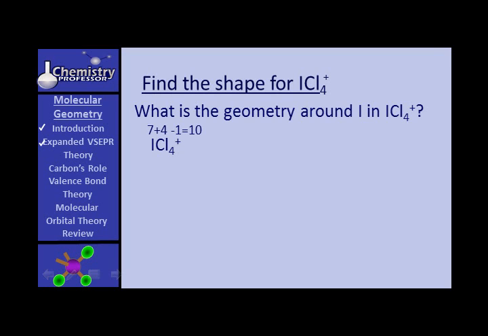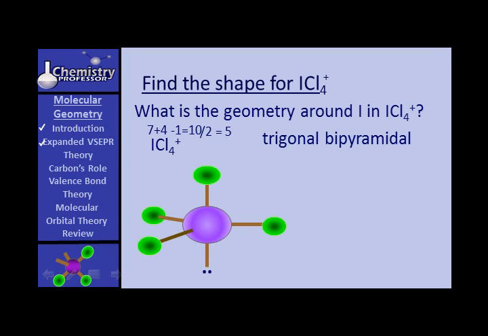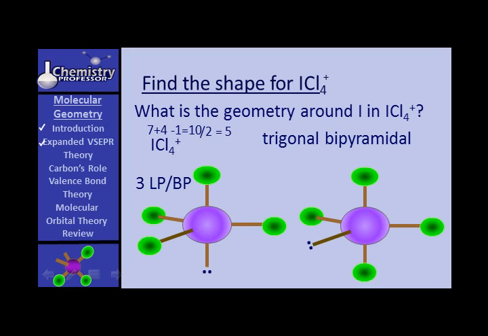Did you get 7 plus 4 minus 1? Don't forget, you've got to deduct 1 for that positive charge. Minus 1 is 10, divided by 2 is 5. Yeah, it's trigonal bipyramidal. Okay, there are two possible structures. We can have this one. Now let's look at this. Do you see 3 lone pair bond pair 90-degree interactions?